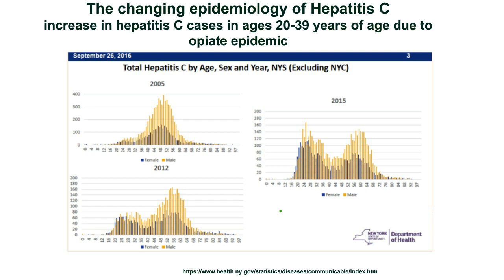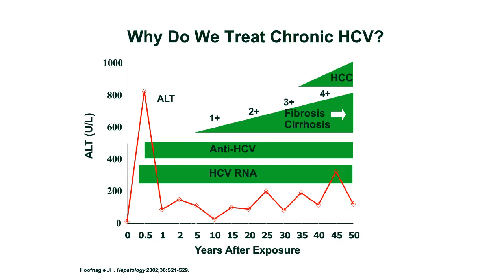So we treat chronic hepatitis C infection. We treat it because when you successfully treat hepatitis C, for the majority of cases, you can stop the fibrosis progression. And this typically, again, is a process that takes many decades to play out. There are certainly individuals who progress more rapidly than others.